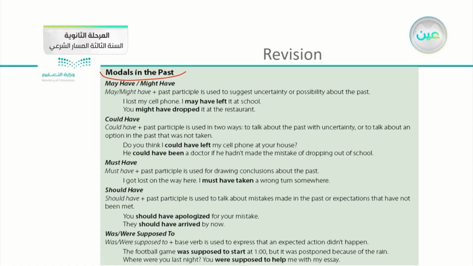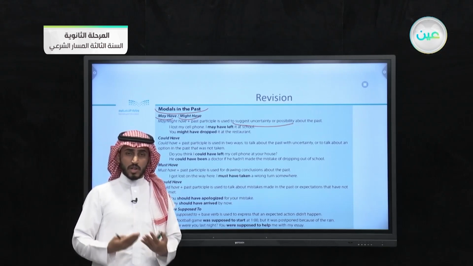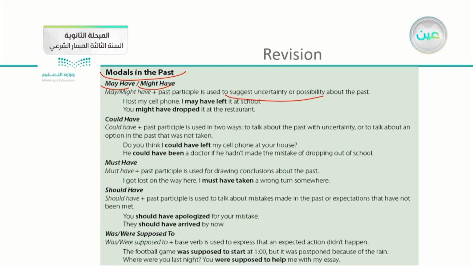Today we have may have and might have. And we said these words are used to suggest uncertainty or possibility about the past. So if you are not certain about something, or you are talking about something you are not sure about, it is preferred to use may have or might have.